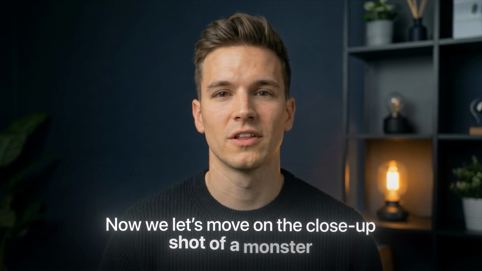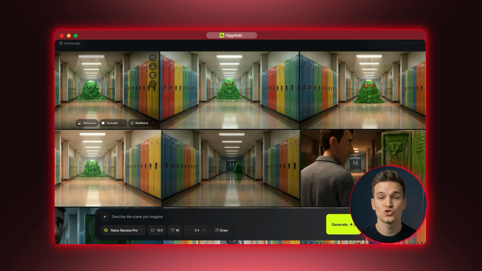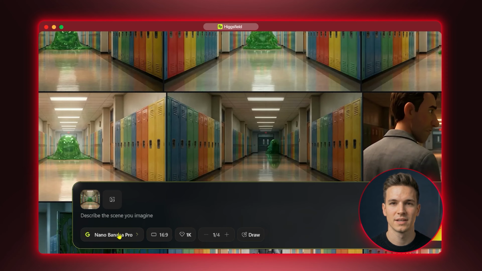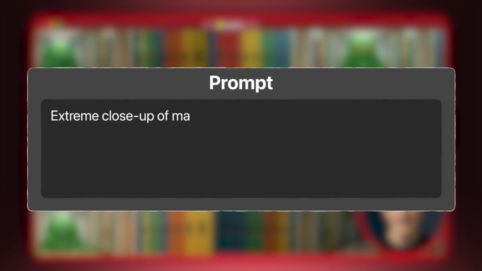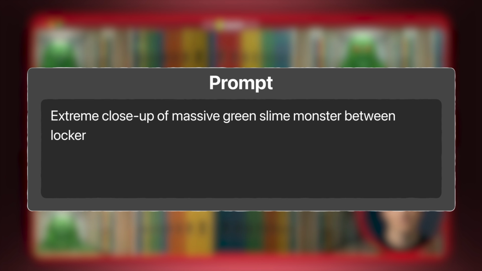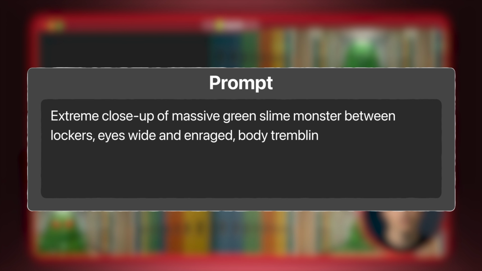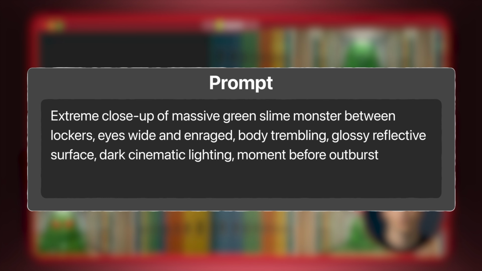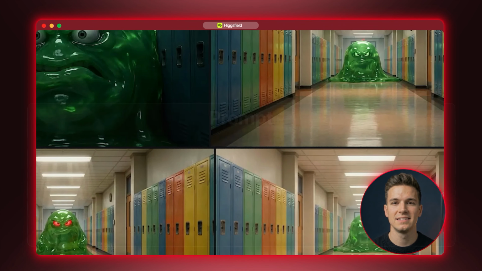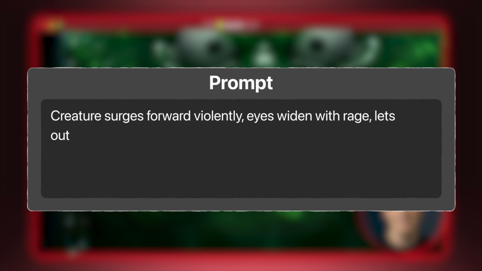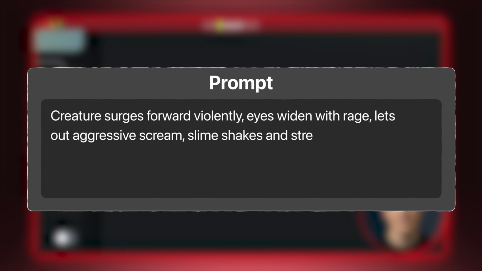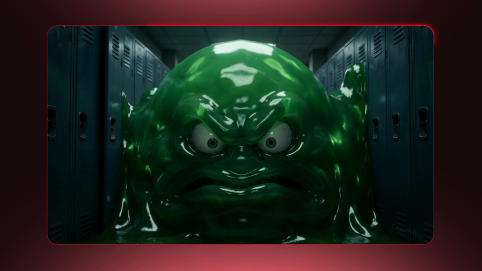Now, let's move on to the close-up shot of the monster. Drag in the previous monster scene to keep it consistent. The image prompt is this one. Extreme close-up of massive green slime monster between lockers, eyes wide and enraged, body trembling, glossy reflective surface, dark cinematic lighting, moment before outburst. And the motion prompt is this one. Creature surges forward violently, eyes widen with rage, lets out aggressive scream, slime shakes and stretches, camera shakes slightly. This is going to be your climax shot.